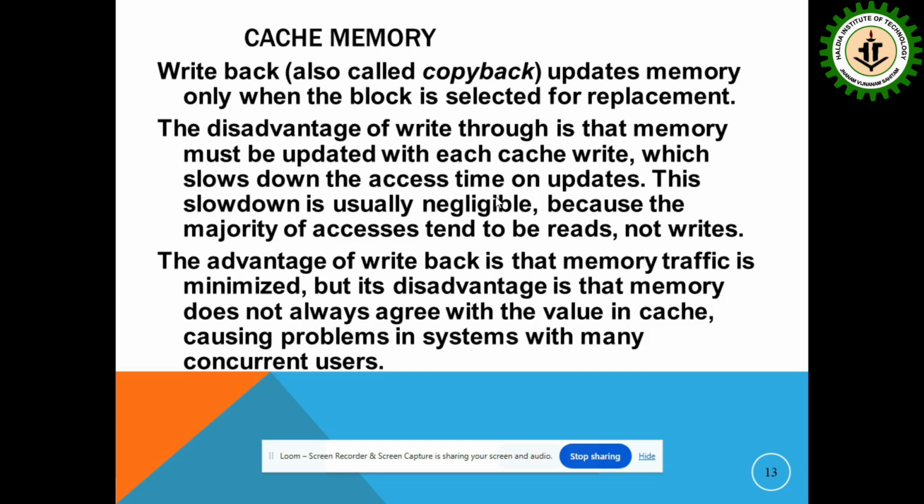Write back, also called copy back, updates memory only when the block is selected for replacement. The disadvantage of write through is that memory must be updated with each cache write, which slows down the access time on updates. This slowdown is usually negligible because the majority of accesses tend to be reads, not writes. The advantage of write back is that memory traffic is minimized, but its disadvantage is that memory does not always agree with the value in cache, causing problems in systems with many concurrent users.